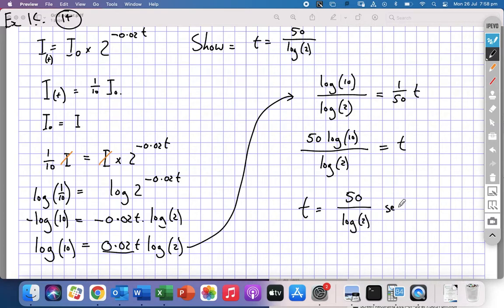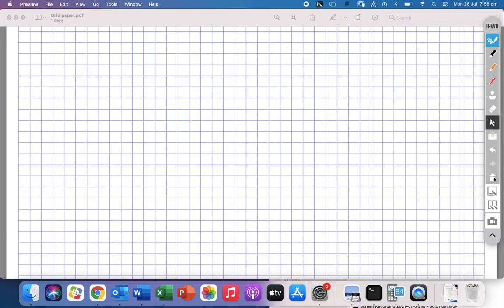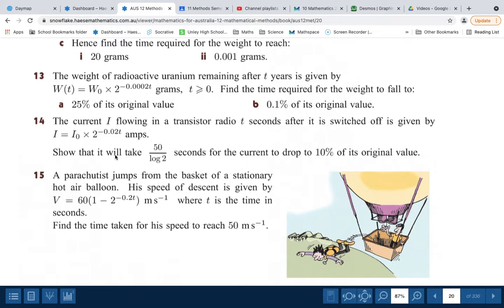And this is an applied question. And so let's make sure we put the units in. Now just check, is there anything else to this question? What does it say? Show that it will take 50 on log 2 seconds for the current to drop 10%. No, so we've done that. Okay, thanks.